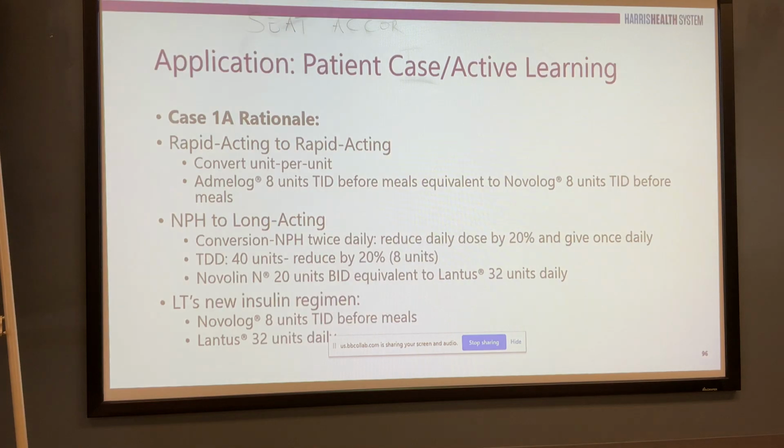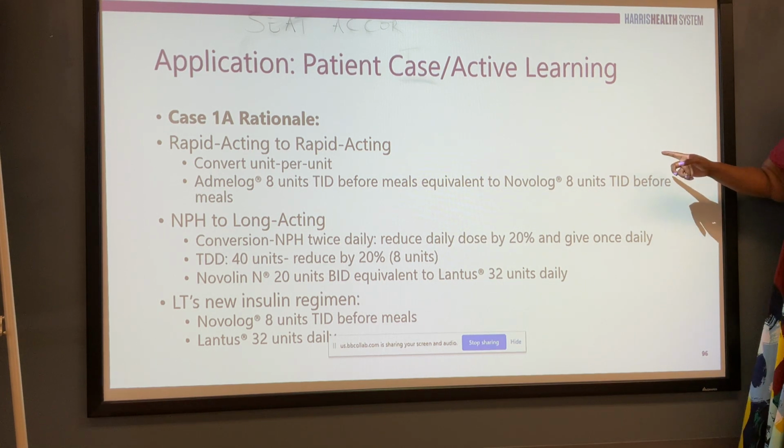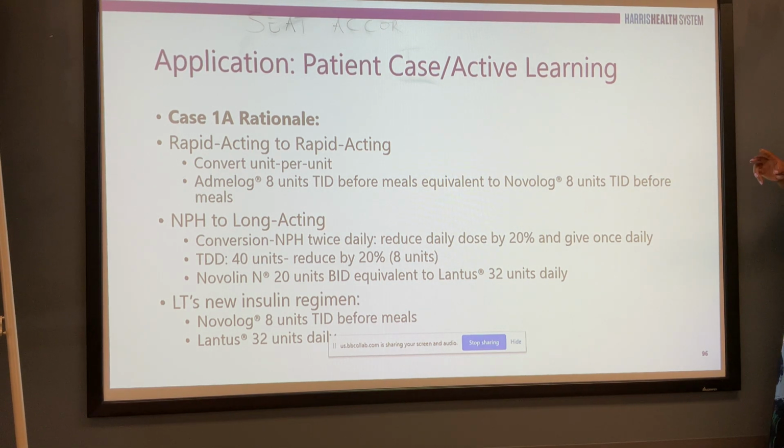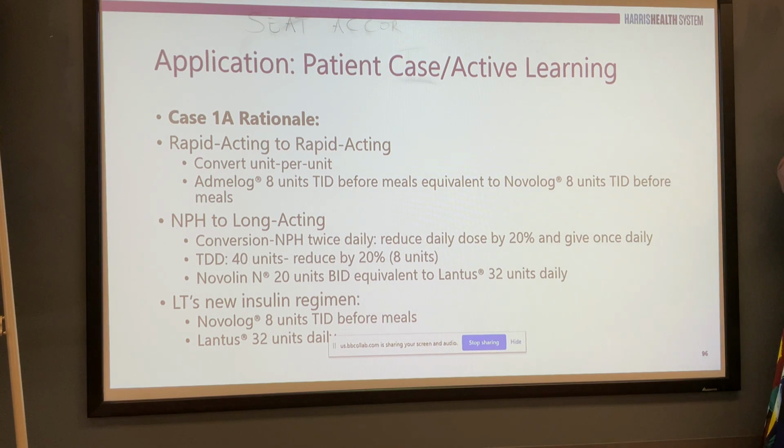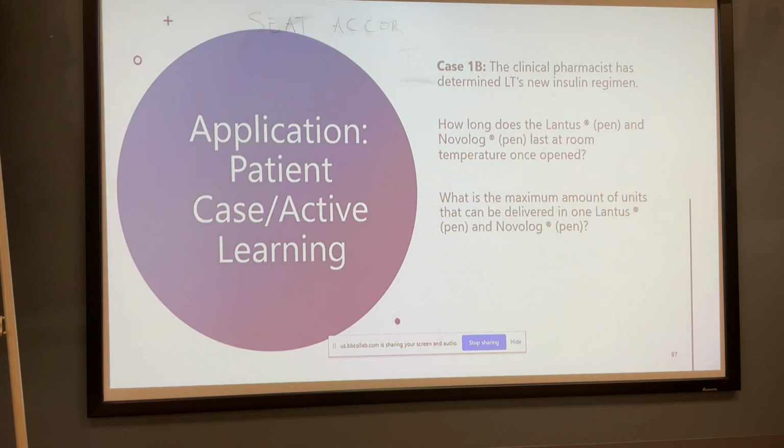The rationale is first to go from rapid acting to rapid acting, which we talked about. So 8 units of Admelog is the same as 8 units of Novolog. When you're going from NPH to long acting, you take the total daily dose of the NPH and you reduce it by 20%. So now her new regimen is Novolog 8 units 3 times a day before meals and Lantus 32 units daily.